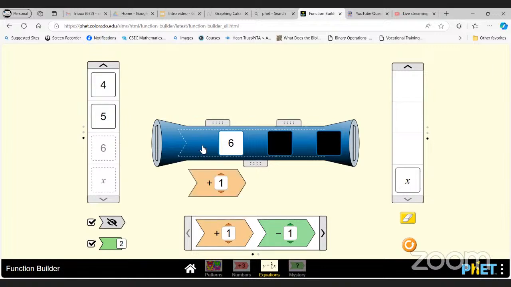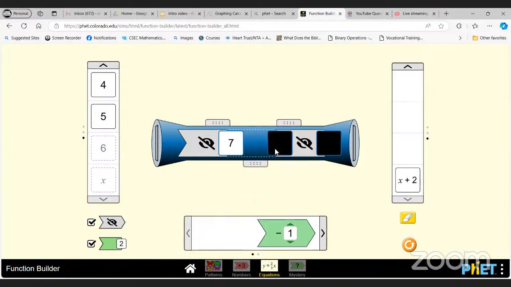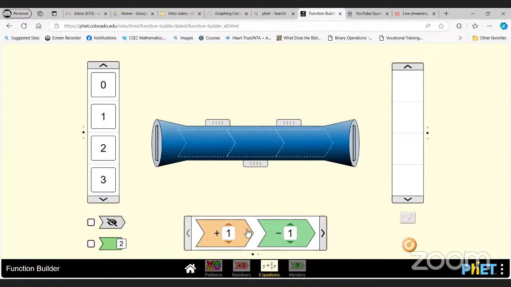Then I put a 6. What if I add a +1 to this? If you notice what happened, the function that we have there is x plus 1, because we had an x plus 1 there. Now, what if we had another one there? x plus 2. Good. Now, what if I had a 7 right here? We'll get 8.